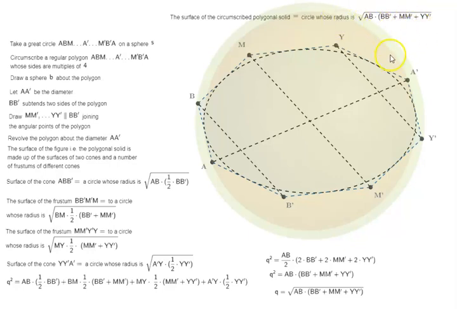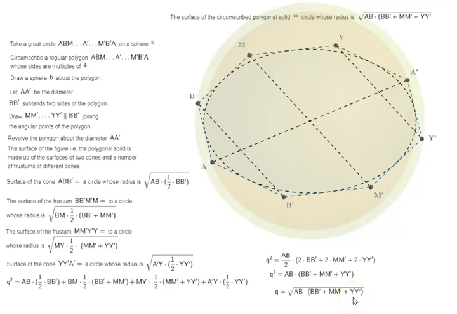Now here, remember, we have taken a polygon, 8-sided polygon. If we had taken 12-sided polygon or 16-sided polygon, remember multiples of 4, then naturally the number of sides would have increased, which means the number of frustums would have increased. So the number of terms would increase accordingly.